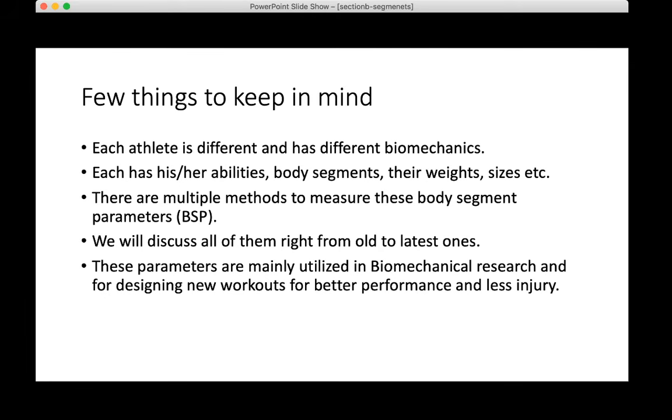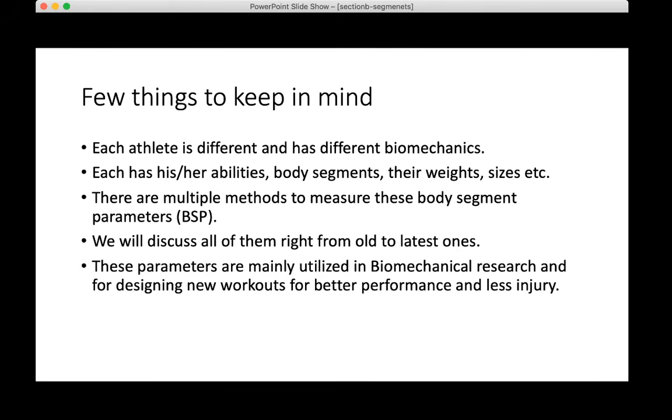Okay, so every athlete, every person is different. I think this point is clear. Each has his or her own abilities, because their body segments, weights and sizes are different. Now there are multiple methods, four to five, I think six, that exist right now for body segment measurement. We'll discuss all of them. The older ones have been discarded now, but you should know how we started. Each method has some merits and some demerits.